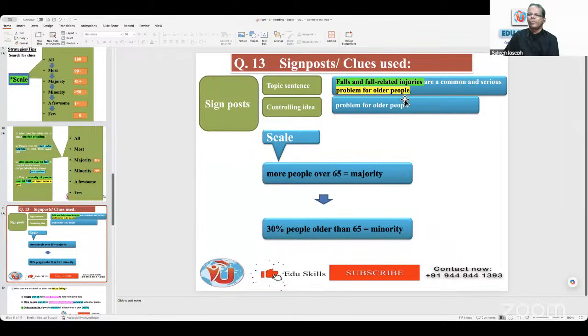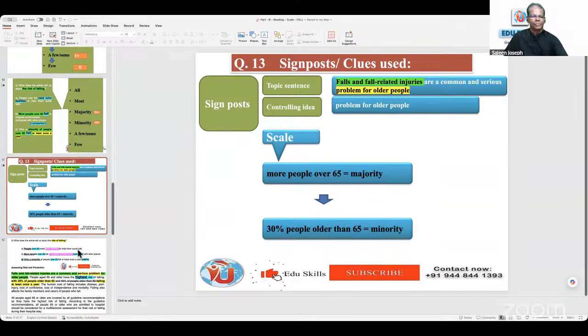The topic says falls and fall-related injuries are a common and serious problem for older people. Controlling idea: problem for older people. Scale: more people over 65 means majority. 30% of people older than 65 means minority. That's the difference they are testing, whether you know the different scales.